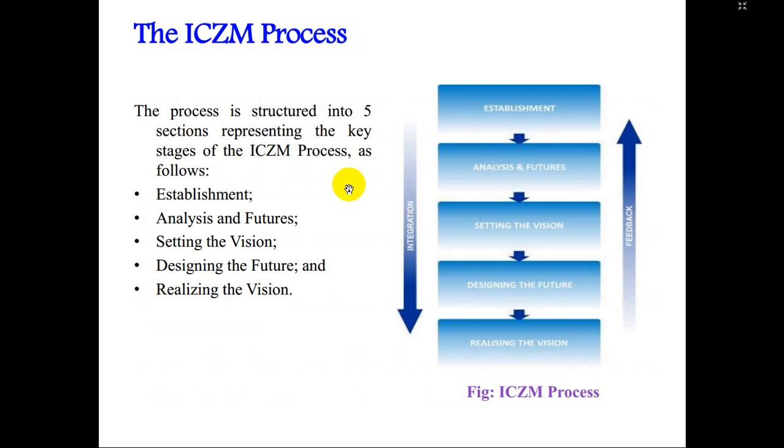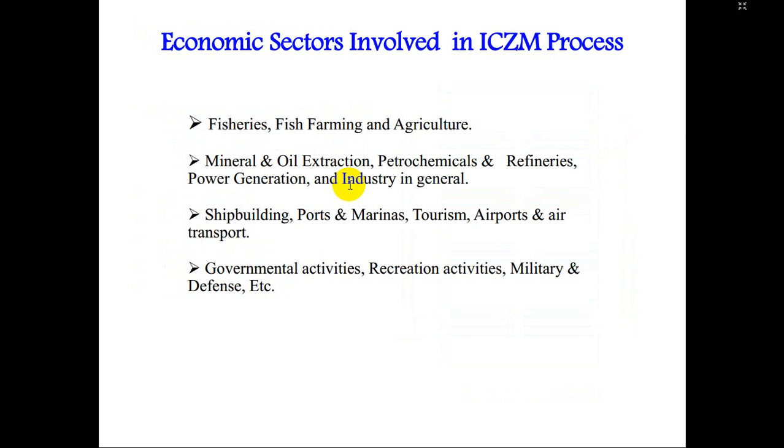The ICZM process. The process is structured into 5 sections representing the key stages of the ICZM process, as follows. Establishment, analysis and futures. Setting the vision, designing the future, and realizing the vision. Fig. ICZM process.